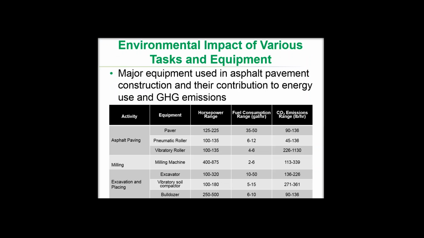Now, how does construction impact the environment? Each of the different equipment that we use during construction is affected by the energy it consumes, as well as its impact on the environment. If we pick one piece of equipment, such as a paver, we'll find that the horsepower ranges from 125 to 225, the fuel consumed is 35 to 50 gallons per hour, and the emission is 90 to 136. If we look at the vibratory roller, the horsepower and the fuel consumption are a little less, but the emission is much higher.